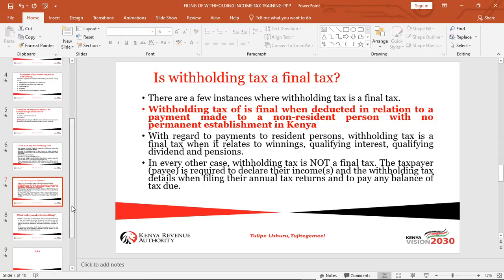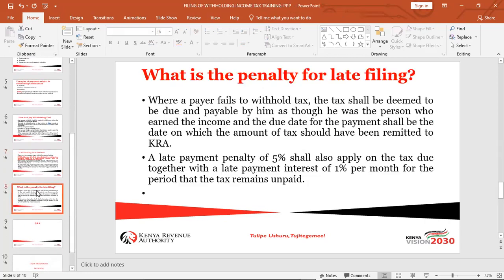Then another thing you should know is that where a payer fails to withhold the tax, that is, the person paying you, the tax shall be deemed to be due and payable by him as though he was the person who earned the income.